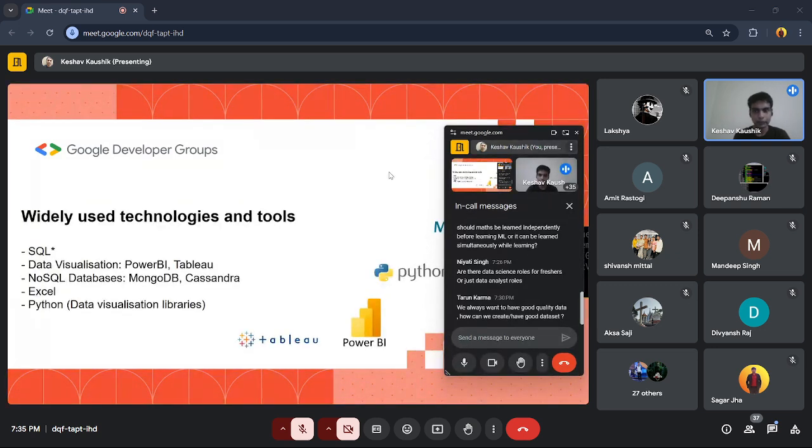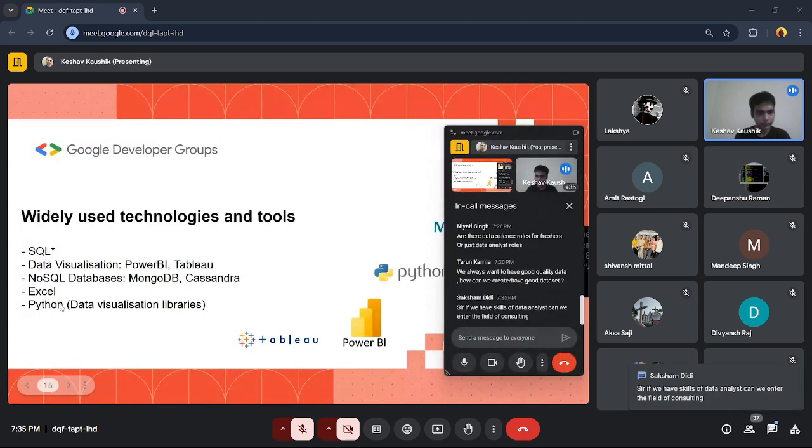Widely used technologies and tools: SQL, data visualization, Power BI, Tableau. You can also have a good knowledge of NoSQL databases, MongoDB, Cassandra. These also help you in full stack roles. MongoDB, you might have heard of it. Excel, Python, field of consulting.